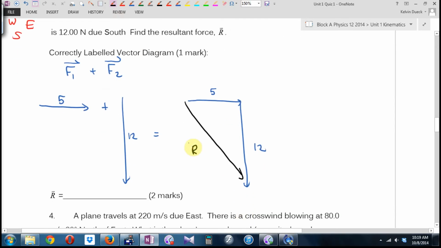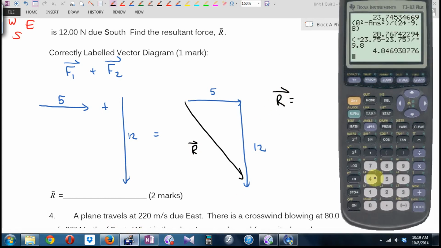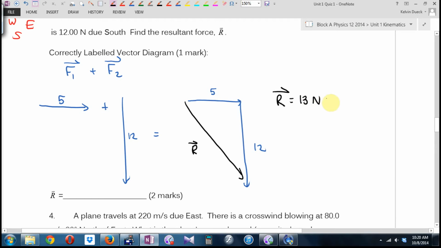So here's resultant R. R equals, if you go 5 squared plus 12 squared, square root, 13 newtons, and now I need an angle. Oh, sorry. So 1 mark for the good vector diagram. By the way, you could also have gone 12 down and 5 across and still got the same vector. I'd give you full marks for that. I need a theta. There's theta. Opposite. Adjacent. Yeah, it's usually tangent. Not always, but usually.